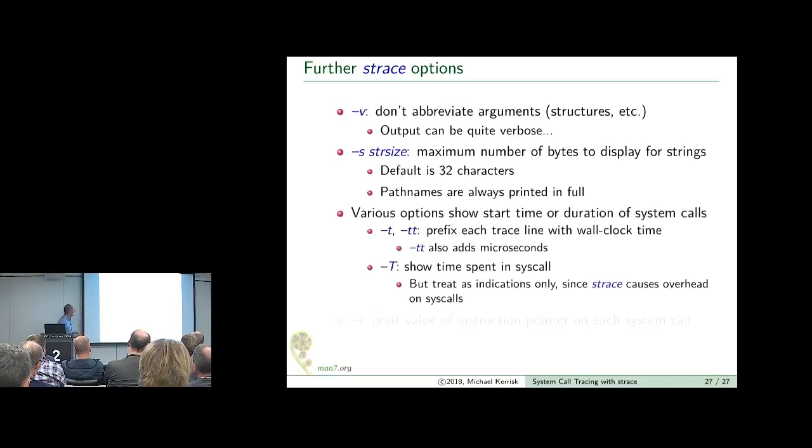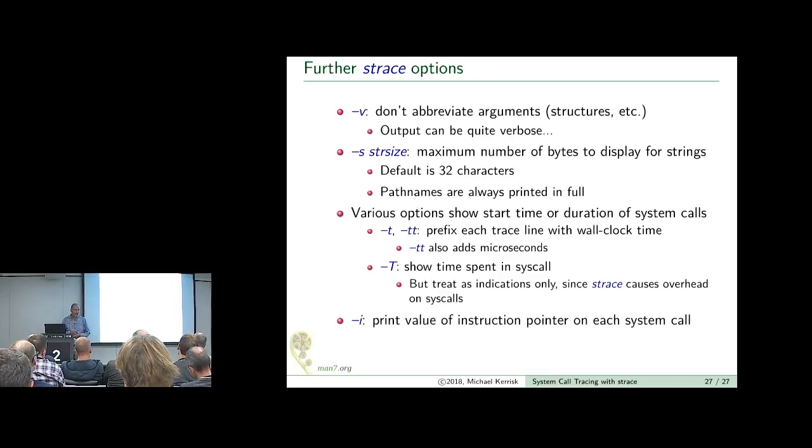There are various options to show you the start time and duration of system calls. Again, I would treat this with a bit of skepticism because of the way strace works, but they can give you a flavor of where your program is spending time in its system calls. -t and -tt add the wall clock time, so you see what time the system call was made. -tt includes the microseconds as well. -T shows how much time was spent in each system call. One other option that is occasionally useful, strace -i, shows the value of the instruction pointer at the point where the system call was made, so you can see which part of the code was making that particular system call.